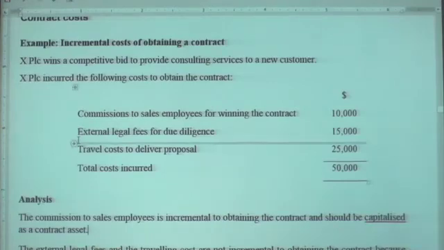When you get external legal consultation for the proposal or due diligence, you don't know whether you will receive the contract or not. You can charge it to P&L. But commission to sales employees for winning the contract, you have won the contract since you have paid the commission. Is that clear? Therefore, sales commission can be charged from the customer. You will debit into the contract asset. Is that clear?